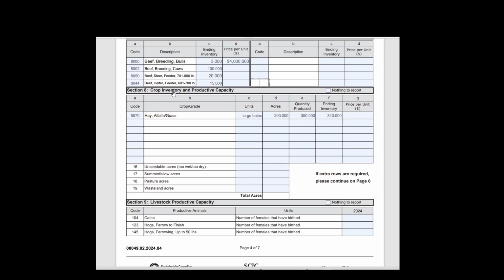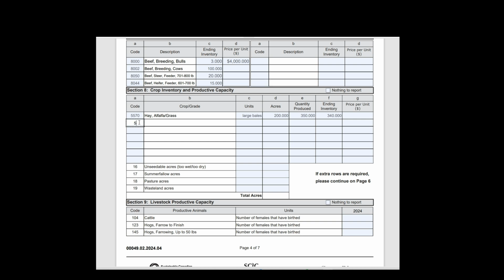Now, my crop inventory and productive capacity. So I do have some hay. I typed this one in already. I did large bales. I had 200 acres and I produced 350 large bales. At my ending inventory as of the 31st of December, I've got 340 bales left. I just started to feed these ones before year end.